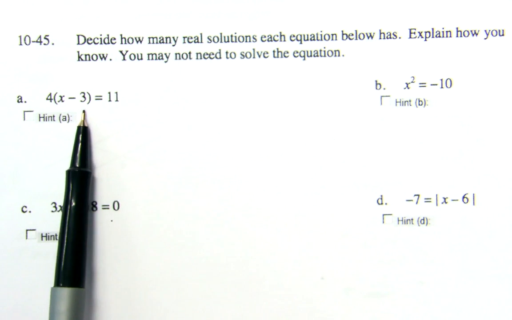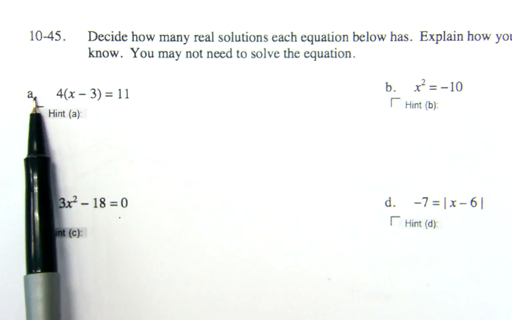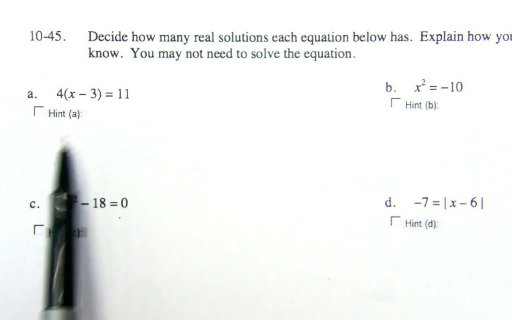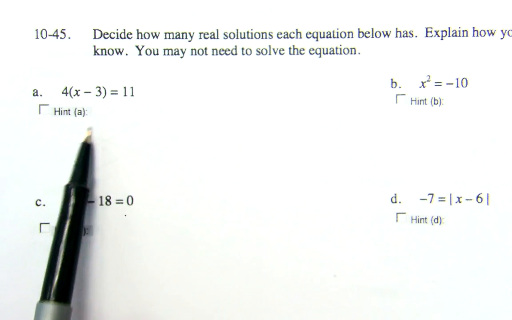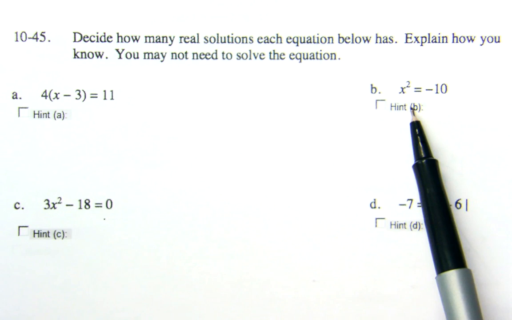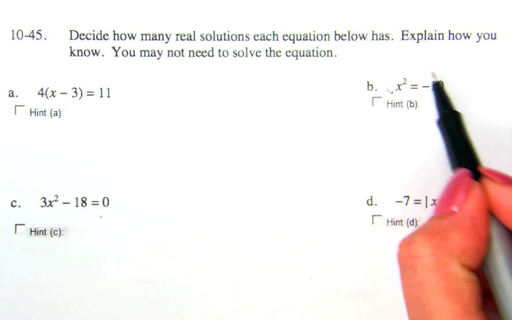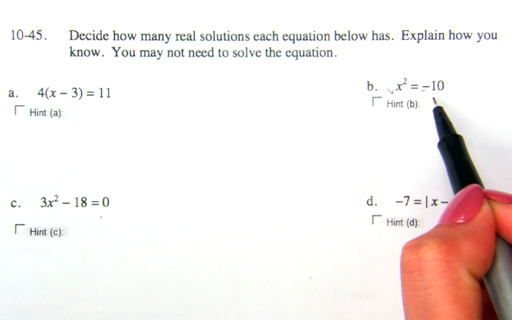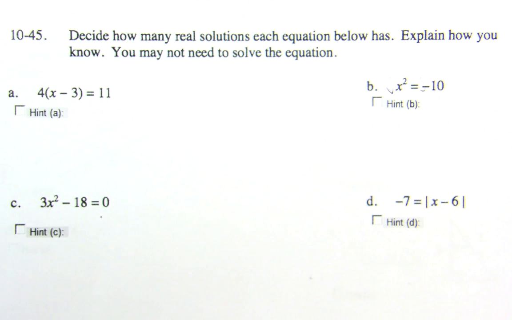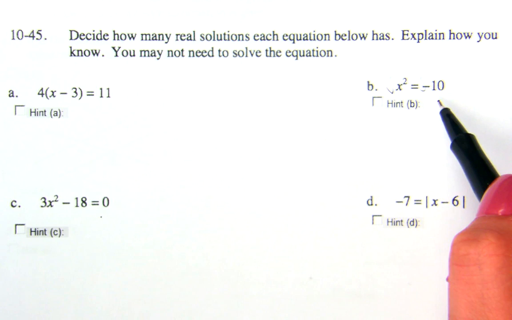So, the first one should have a solution. You should be able to solve this and find the value of x. So there's one real solution on this one right here. This one, if you try to solve it and take the square root of both sides, you're going to end up obviously with a negative under the radical sign. So it doesn't have any real solutions, but it does have solutions. They're just actually imaginary numbers.